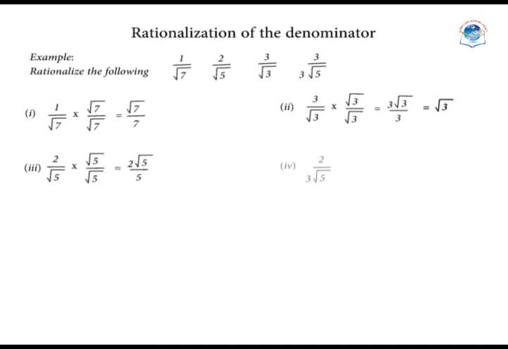Lastly, 2 over 3 root 5. We multiply both the numerator and the denominator by the irrational part of the denominator, that is root 5. Notice that we are not multiplying by 3 root 5. That will give us 2 times root 5 is 2 root 5. 3 root 5 times root 5 will give us 3 root 25. That is 3 times 5, which is 15. And so our answer is 2 root 5 over 15.